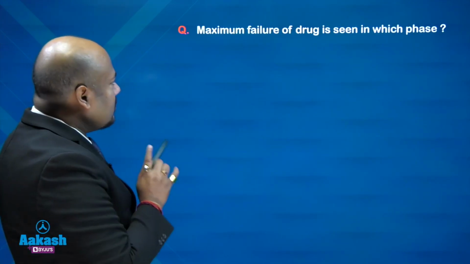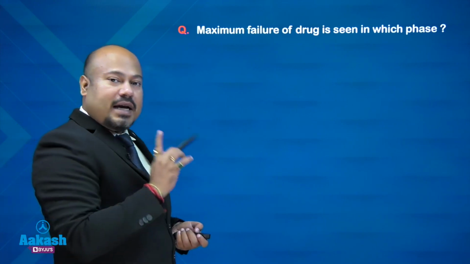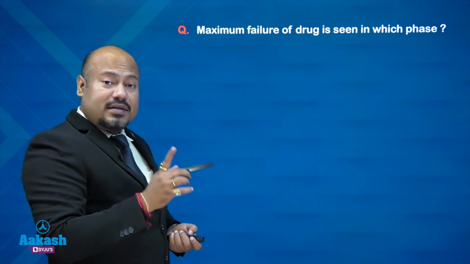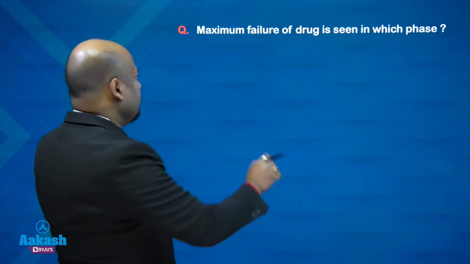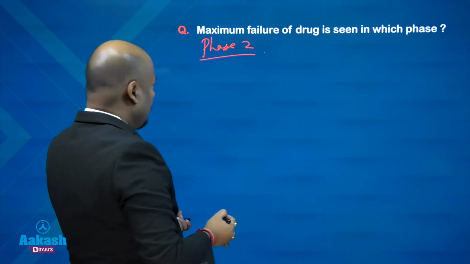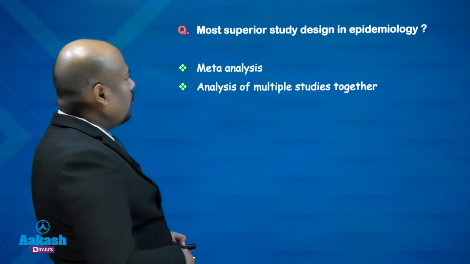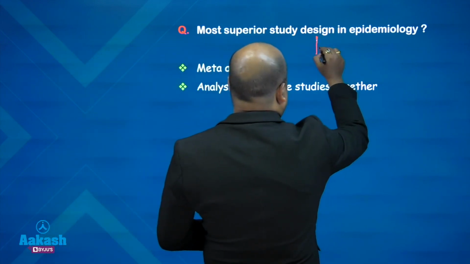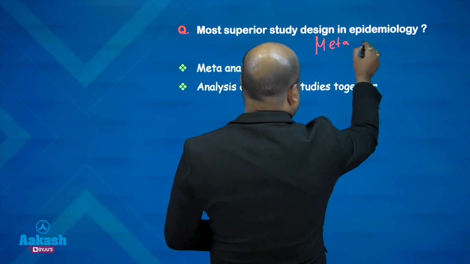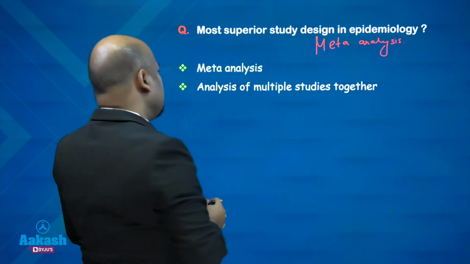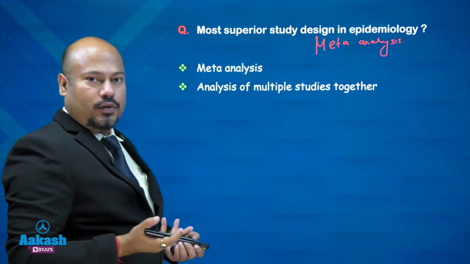Look at this question. Maximum failure of drug is seen in which phase? Maximum failure of drug is seen in that particular phase where you test the efficacy of the drug. That is phase 2. Okay. Look at this question. Most superior study design in epidemiology. Yes, the answer will be meta-analysis. So what is the meta-analysis? It's the analysis of multiple studies together, okay?